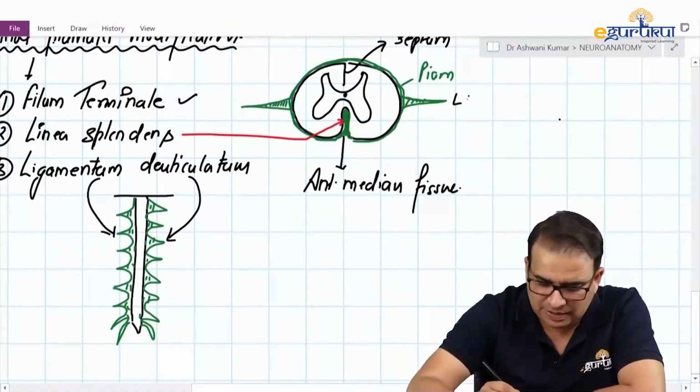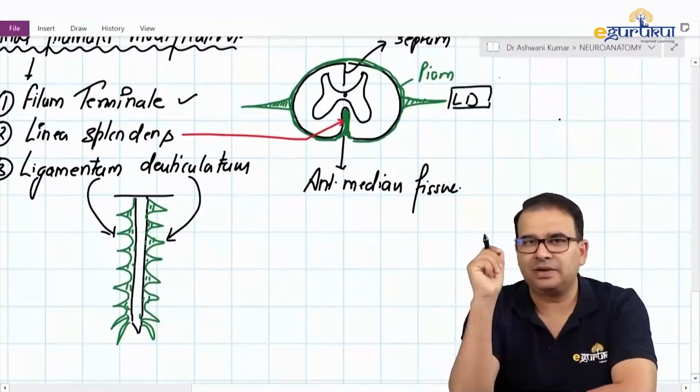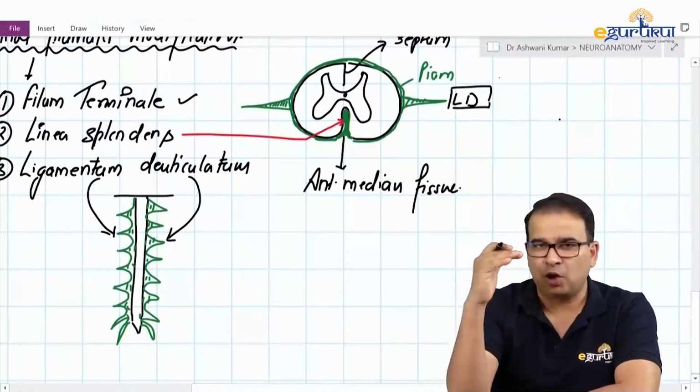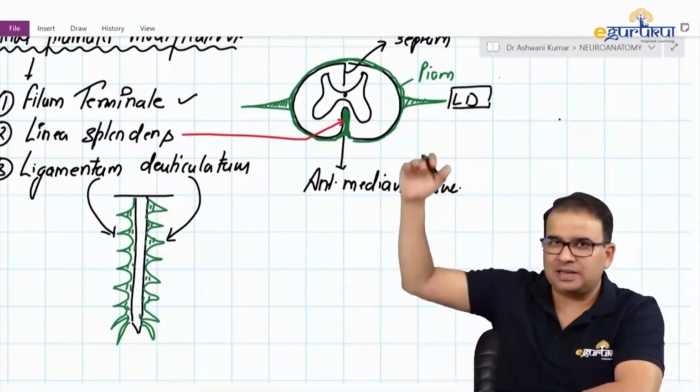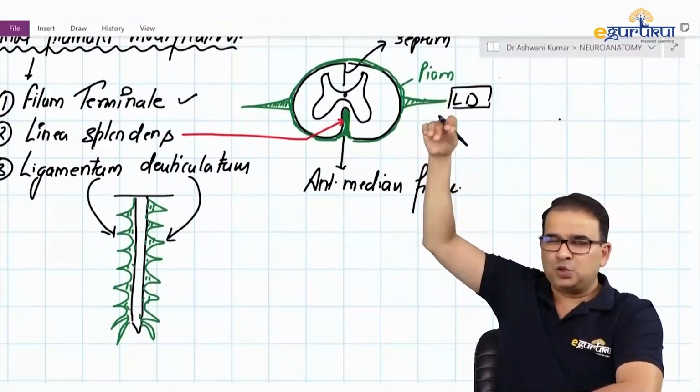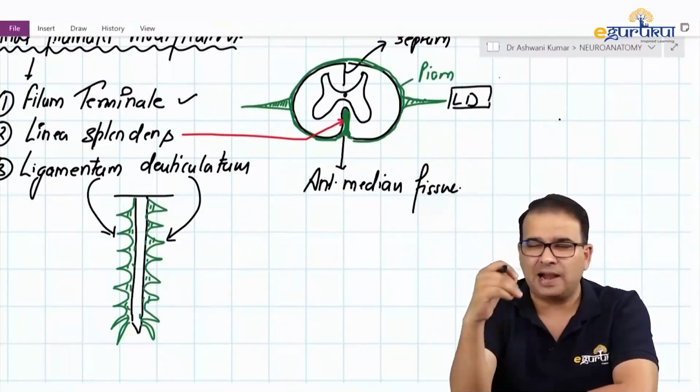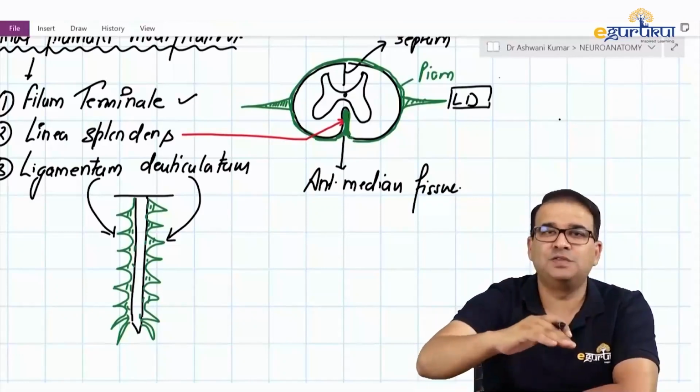Now, as I said, these ligamentum denticulatum have some important surgical relevance. The reason they are important is because they lie exactly in the center, exactly in the midline of the spinal cord. So they can be used as a surgical landmark when you're doing the sectioning of the spinal cord.